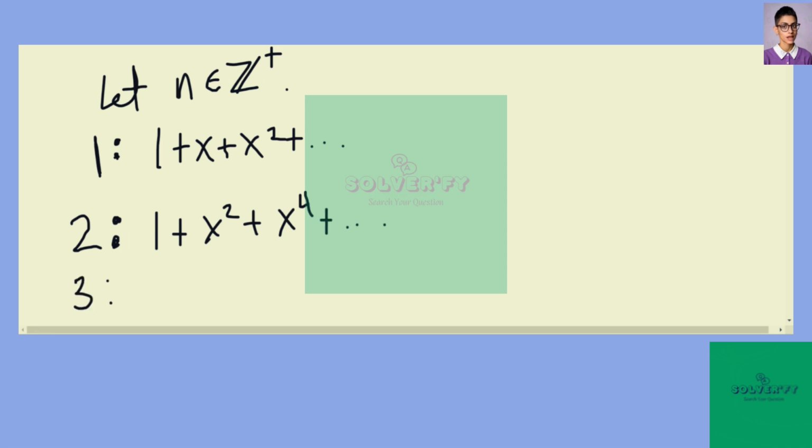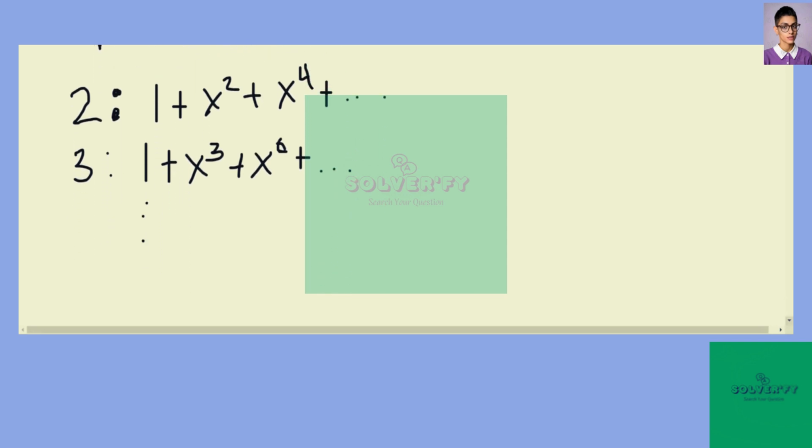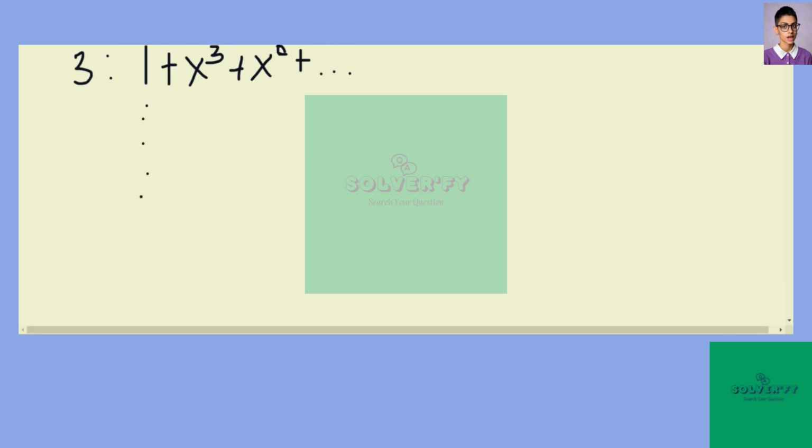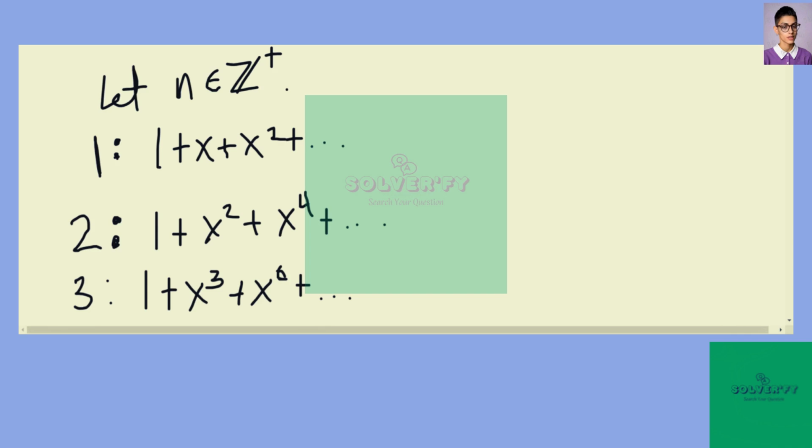Likewise, for 3's, we have 1 plus x cubed plus x to the 6th, and so on. And if we continue this process, finding a generating function in this way for every natural number, then in general for k it is going to be 1 plus x to the k plus x to the 2k, and so on.